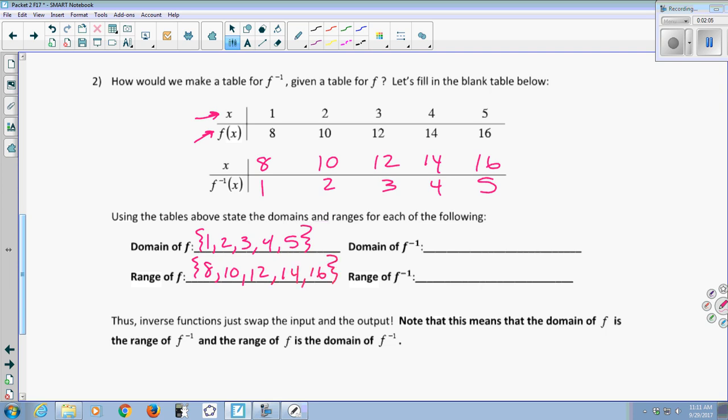The domain of f inverse, those are all the inputs into your f inverse function. So that is 8, 10, 12, 14, 16. And the range of f inverse, those are all your outputs of f inverse, which are 1, 2, 3, 4, and 5. So inverse functions, they swap the input and the output, and that means that the domain of f is the range of f inverse, right? These two are the same. And the range of f is the domain of f inverse.